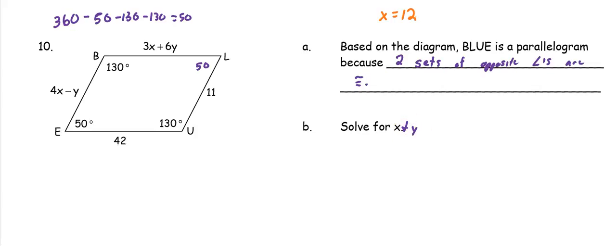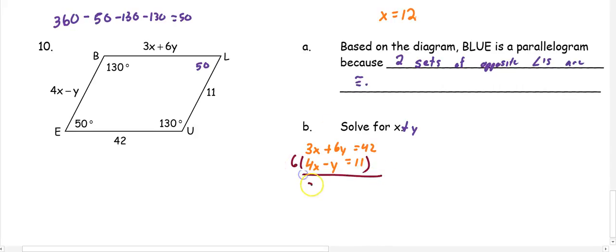So remember that my opposite sides are congruent. So I have 3x plus 6y equals 42. And I have 4x minus y equals 11. So because there's an x and y in both equations, I need to use elimination. So I'm going to multiply the second equation by 6. So I get 3x plus 6y equals 42. And I get 24x minus 6y equals 66. So when I add straight down, I get 27x equals 108. And when I divide by 27, I get x is 4.